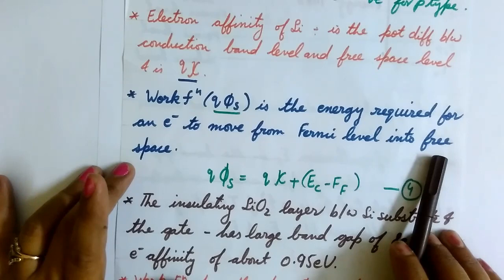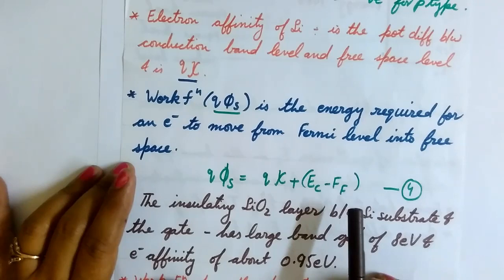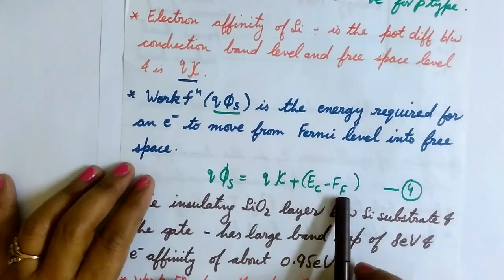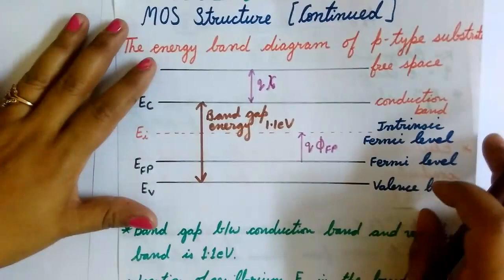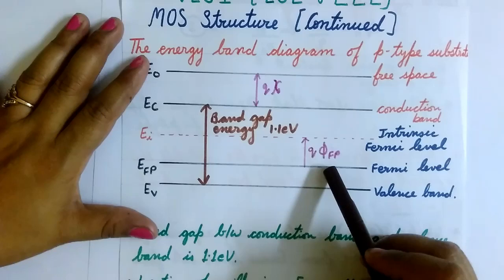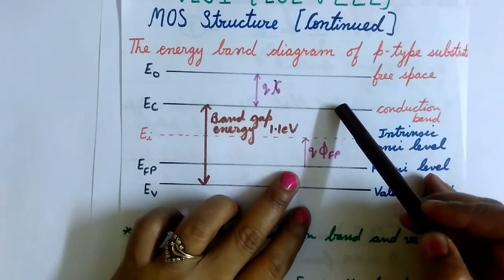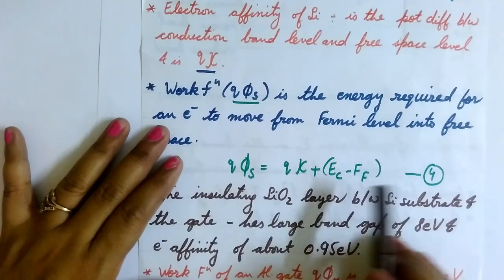And this q into phi s can be written as, first of all, the electron will move from Fermi level to the conduction band, and from conduction band to the free space. So it is actually Ec minus Ef, difference between the two, plus the electron affinity, the energy for the electron to move from conduction band to the free space. As we can see in the diagram, the electron will move from this level to this level. So this is the total energy required, and it is equal to this plus this minus this. So what we can see here is written in the form of an equation: electron affinity plus Ec minus Ef.